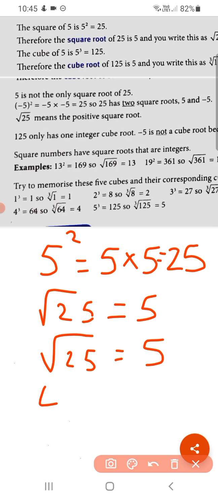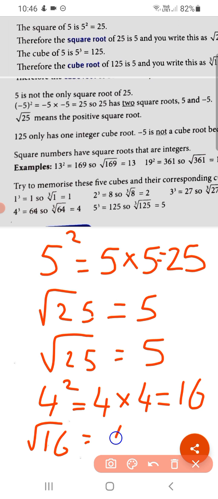Suppose we are finding the square of 4. 4 squared means 4 multiplied by 4. Children, don't make mistakes here. 4 squared does not mean 4 into 2. It is 4 multiplied by 4. 4 times 4, that is 4 squared. 4 multiplied by 4 is 16. So what is the square root of 16? That is 4. This is how the square and square root of a number are related. If we know the square of a number, then we can easily find its square root also.